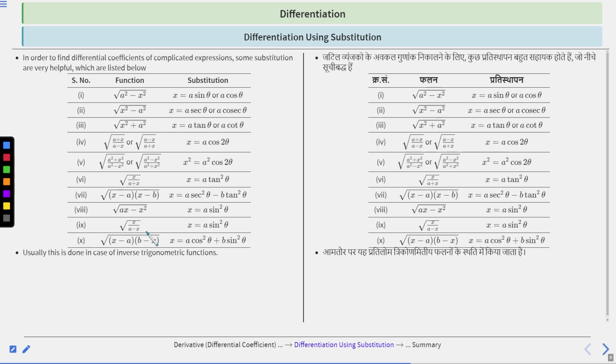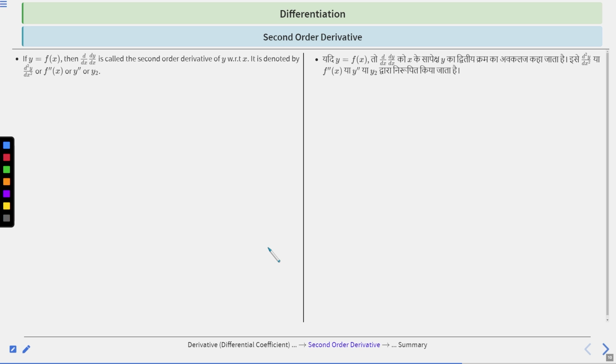If any function is of the form root over x minus a into b minus x, just apply the substitution as x equal to a cos square theta plus b sine square theta, right? Clear? Usually this is done in the case of inverse trigonometric functions, right? These substitutions, so you have to remember these substitutions, right? Okay. Now let's see second order derivative.